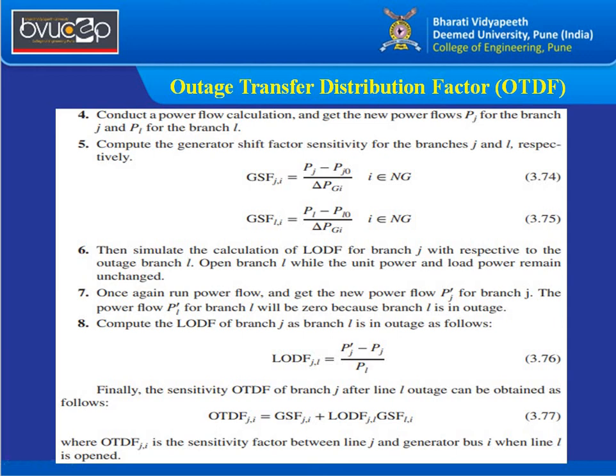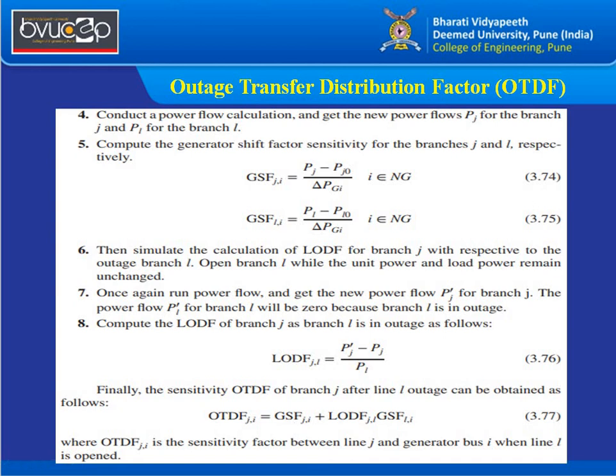Now after that we are going to simulate the calculation for branch J with respect to the outage of branch L. We are going to have the outage for branch L, open branch L, while the unit power and load remain unchanged. So these steps are similar to LODF. Note down that when GSF and LODF are combined, we get the sensitivity for OTDF. Only there is a slight change in the formula. OTDF is going to be calculated as the summation of GSF plus the product of LODF and GSF.